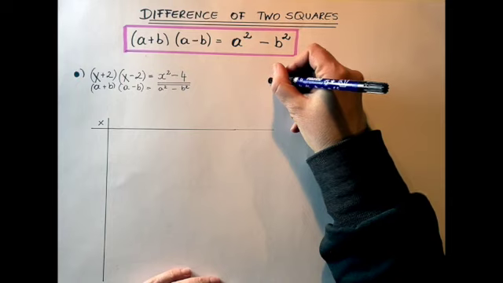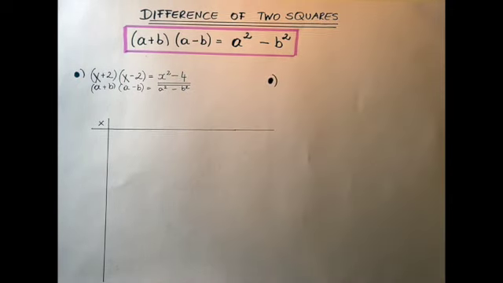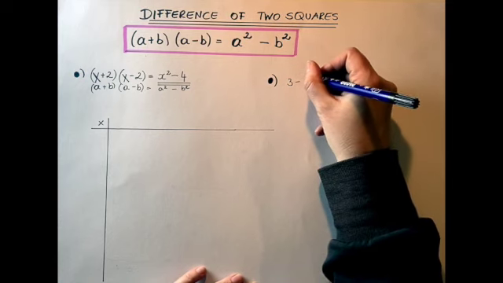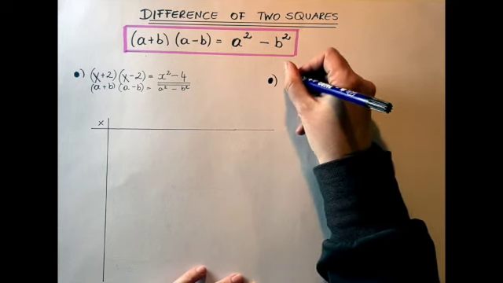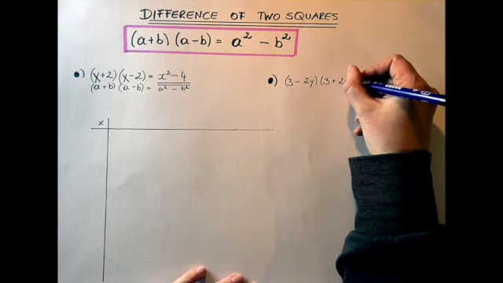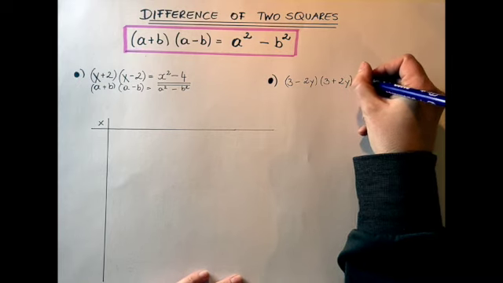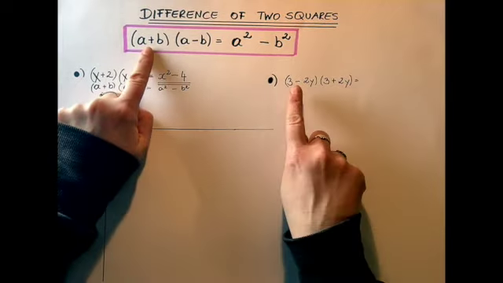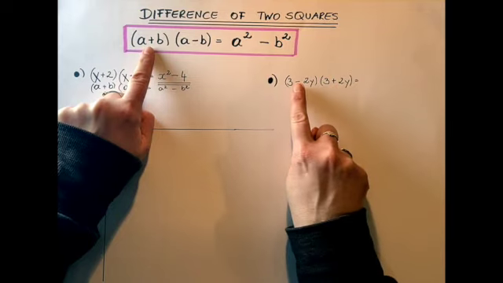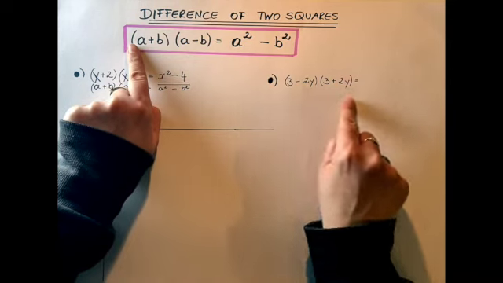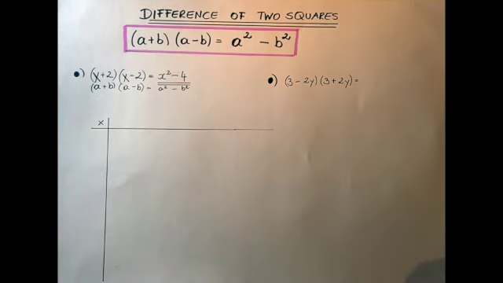Another example. 3 take away 2y, 3 add 2y. And maybe I'll be regretting using y here again. I'll do it nevertheless. So you can see here, it doesn't matter whether the plus comes first or the minus comes first. It's still the same method.